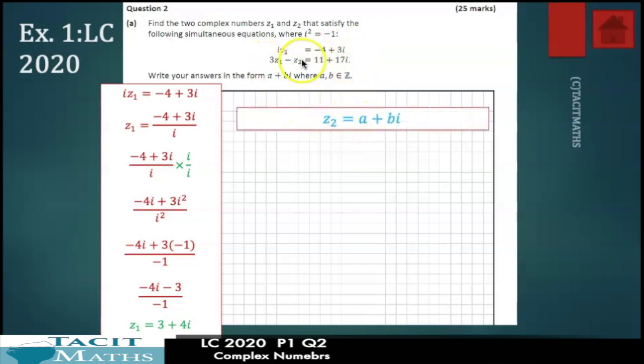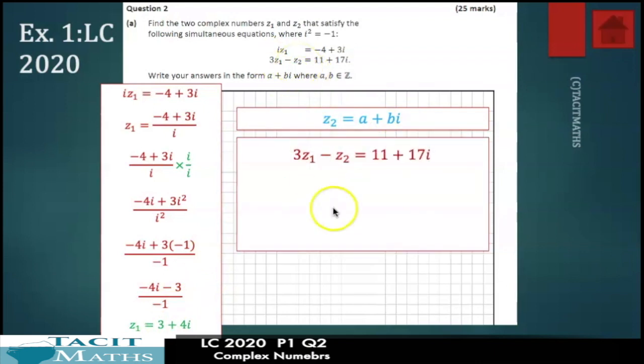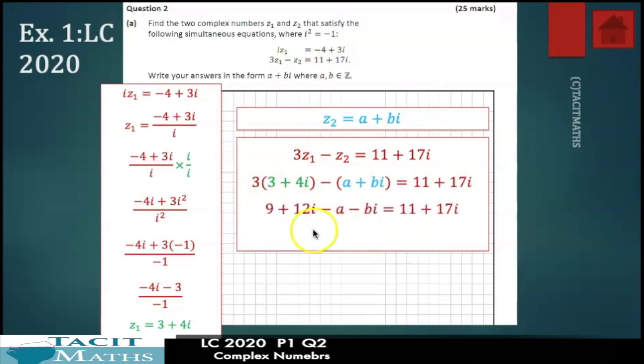So Z2, and in this case, in hindsight, I actually didn't need to do this, as you'll see in a second. But usually with identities, you just call Z2 a plus bi. So we're going to substitute 3 plus 4i in instead of Z1, a plus bi in instead of Z2, and we get this equation here. And it's just an identities question after that. So we just multiply out our brackets like this, and I'm just going to get the a's and b's on the left hand side and everything else on the right hand side, and it'll look like that.